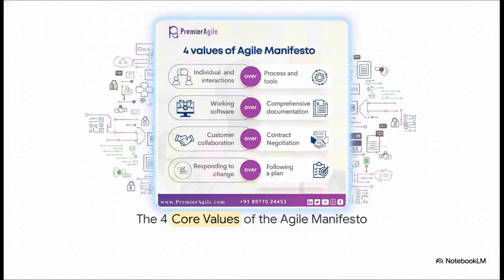Now, what's really interesting about this slide is how the Agile Manifesto explicitly tells us what it prioritizes. It values individuals and interactions over processes and tools. It values working software over comprehensive documentation, customer collaboration over contract negotiation, and most importantly, responding to change over following a plan. So while those traditional tools definitely have value, Agile explicitly values flexibility way more.